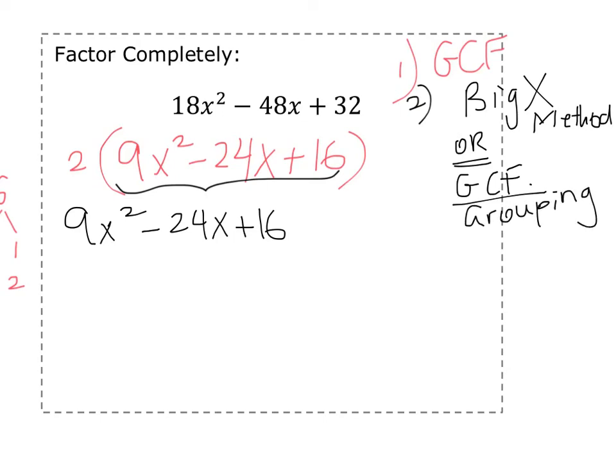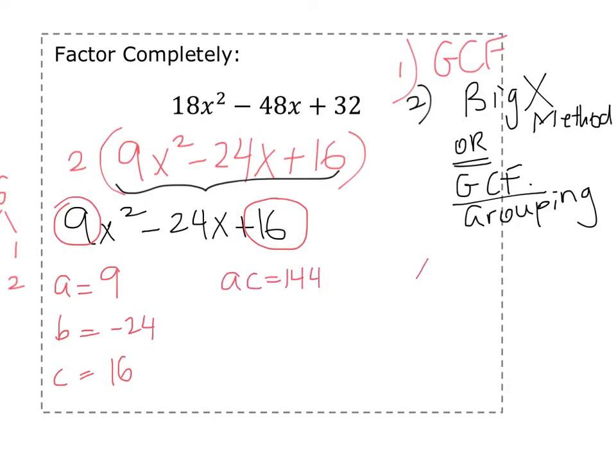I'm going to start with the big X method. If you like it, you can use that. And I'm going to also remind you of the grouping method. And also you can use any method that you like. So let me start, because they both start the same way. Now think of A, B, and C. A is 9, B is negative 24, and C is 16. Now what you need to do, since A is not equal to 1, you have to multiply the A and the C. How much is A times C? 144. So AC is 144.